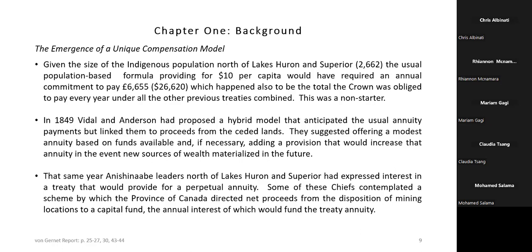And you may also recall that same year, Anishinaabe leaders north of Lakes Huron and Superior had an interest in a treaty that would provide them with a perpetual annuity. Some of these chiefs had contemplated a scheme by which the province of Canada would direct net proceeds from the disposition of these mining locations to the fund. This would be a capital fund, the annual interest of which would then generate the treaty annuity.